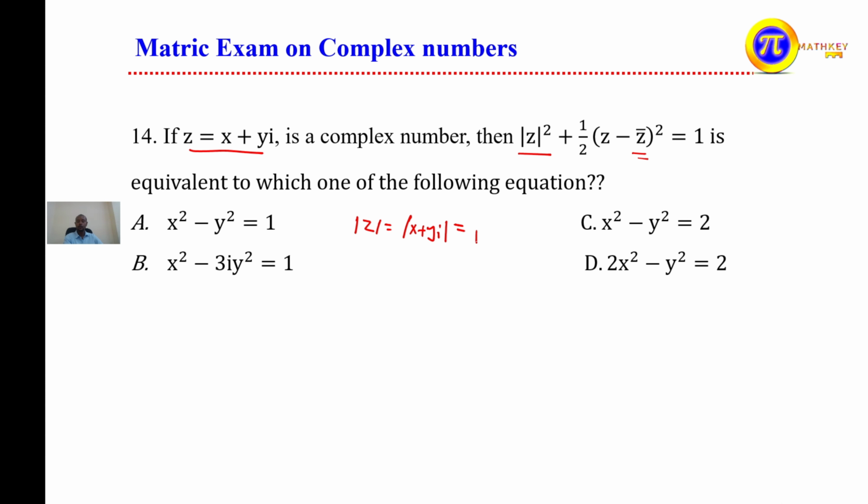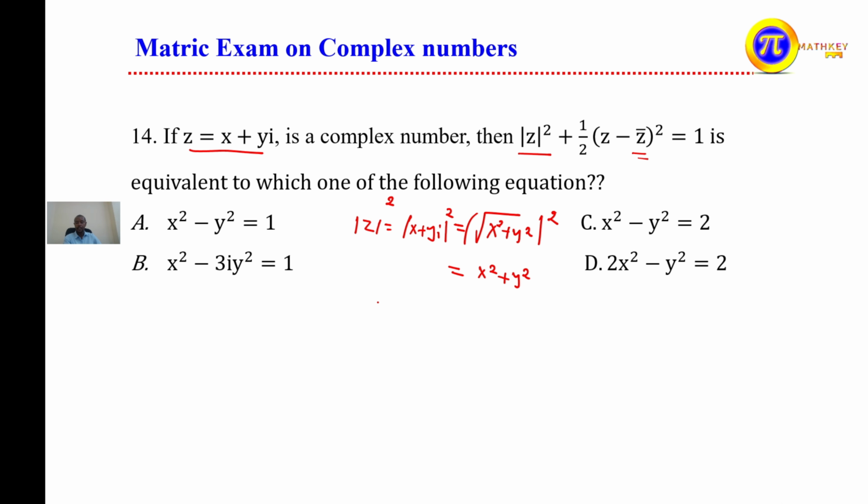The norm of z is equal to the square root of x squared plus y squared. Squaring this means the square of this one, so this is equal to x squared plus y squared. The norm of z squared means x squared plus y squared.